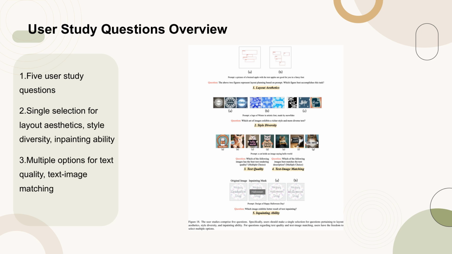The studies are divided into 5 key questions, each focusing on different aspects of the system's performance. For questions related to layout aesthetics, style diversity, and in-painting ability, users are required to make a single selection. Conversely, for questions concerning text quality and text-image matching, users have the flexibility to choose multiple options. This approach ensures a comprehensive evaluation of the system's capabilities across various dimensions.